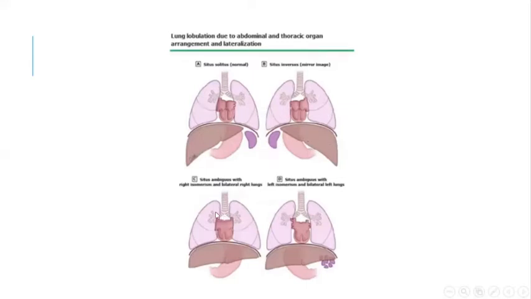right. In right isomerism, we have bilateral trilobed lungs, with the liver central and asplenia, absence of the spleen. In left isomerism, we have bilateral bilobed lungs, central liver with polysplenia, more than one spleen.